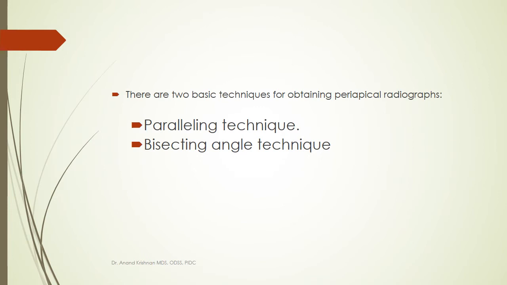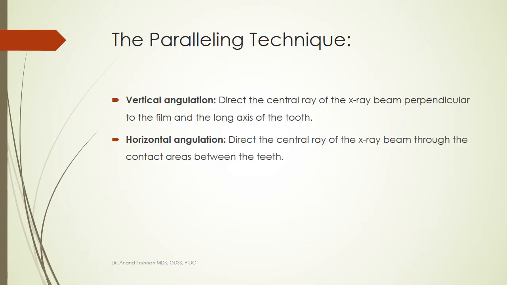So for periapical radiography, there are basically two techniques to take an intraoral periapical radiograph. One is called the paralleling technique, and another one is called the bisecting angle technique. We'll see a little bit in detail about both of these. To start off with the paralleling technique, what we must understand is that the paralleling technique is based on the principle of parallelism. Parallelism means your receptor and the long axis of your tooth will be parallel to each other, and the central ray of the X-ray will be directly perpendicular to both the long axis of the tooth and the film.